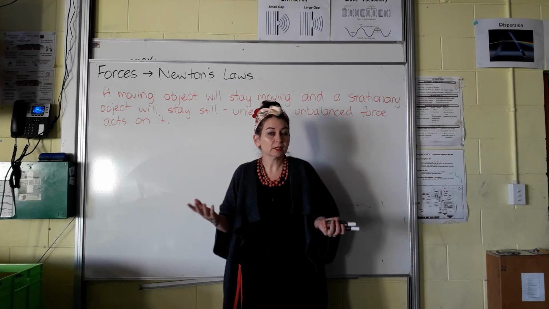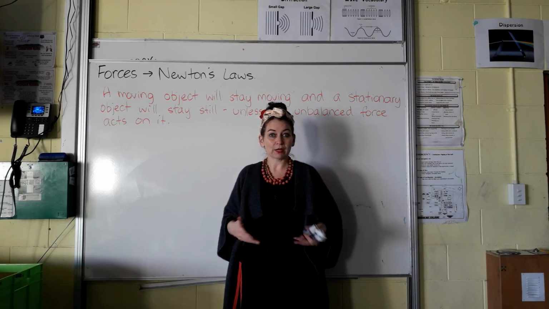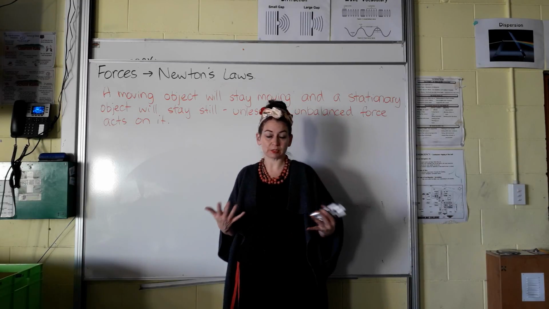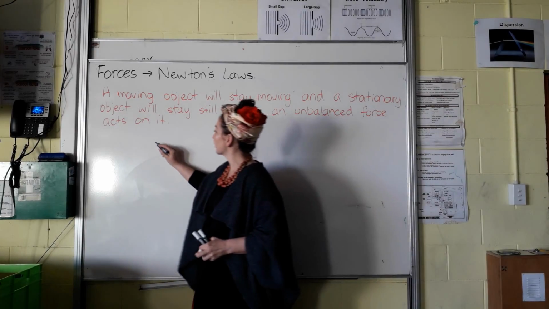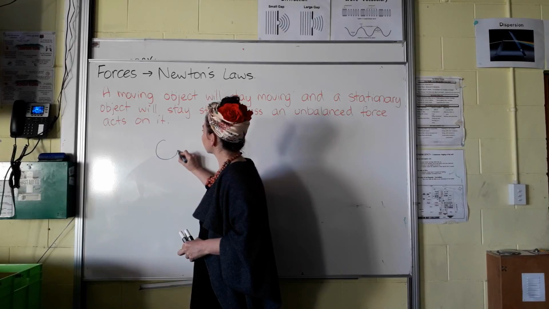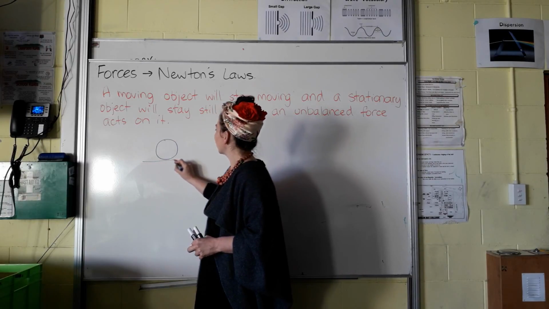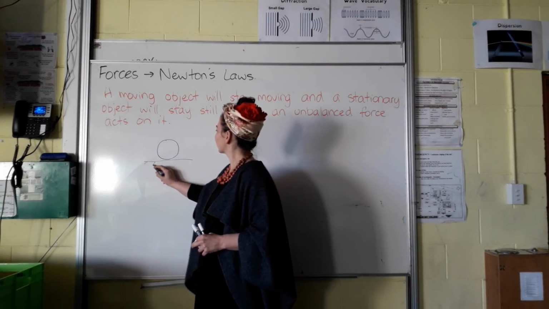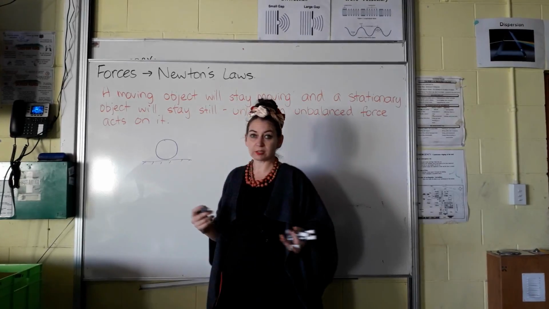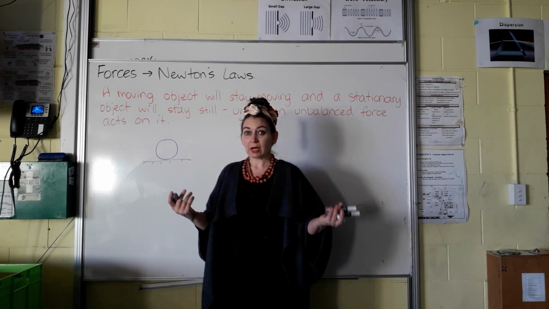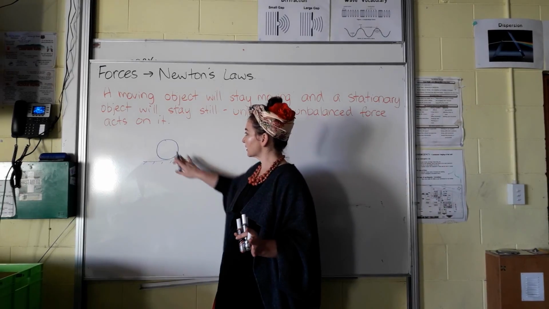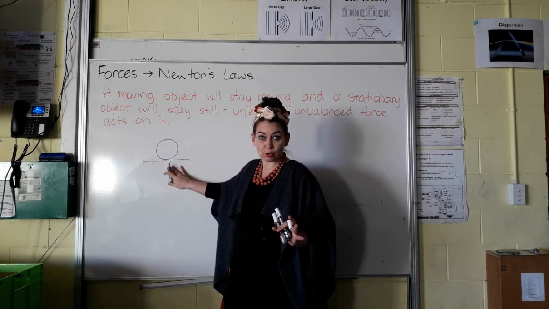If a ball is sitting on the ground, it'll stay sitting on the ground until someone kicks it or picks it up or does something with it. And at that point, when it's just sitting on the ground, we would say the ball has balanced forces acting on it. There's the ball and here's the ground. It could be a box and a table, it could be a person on the ground, it could be a car on a bridge. Whatever it is, there's an object and it's not moving.